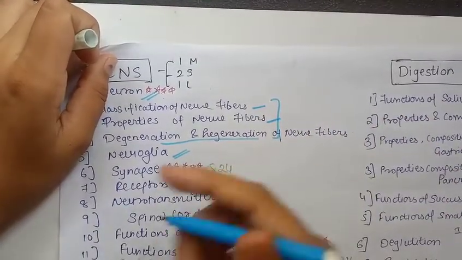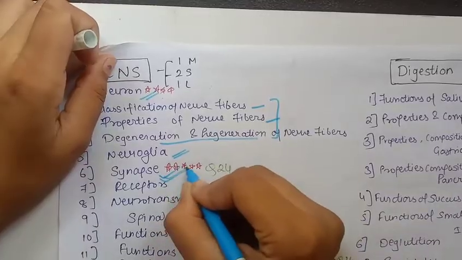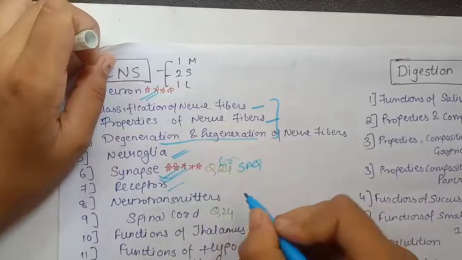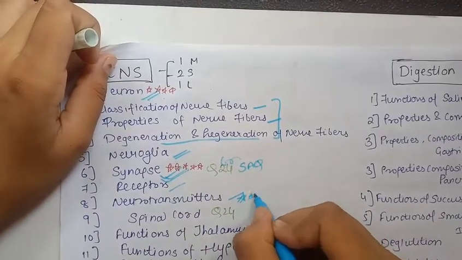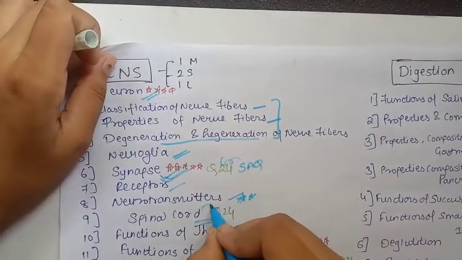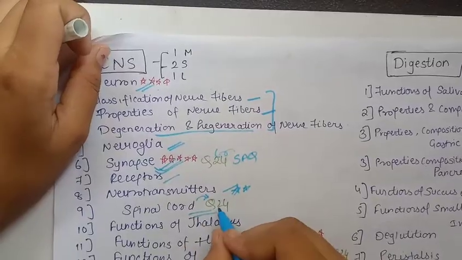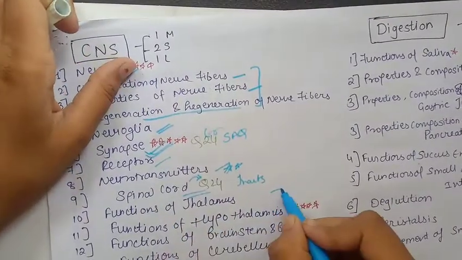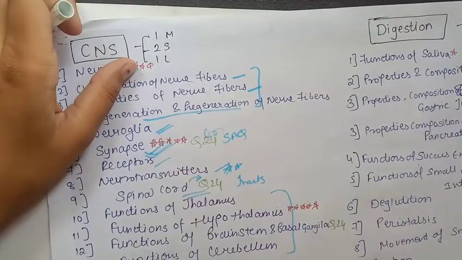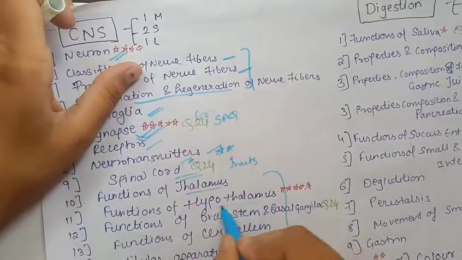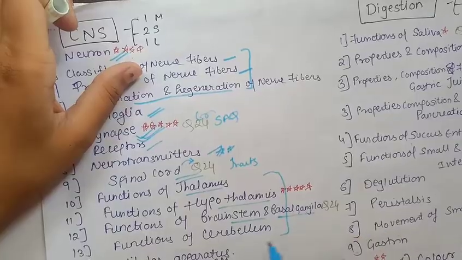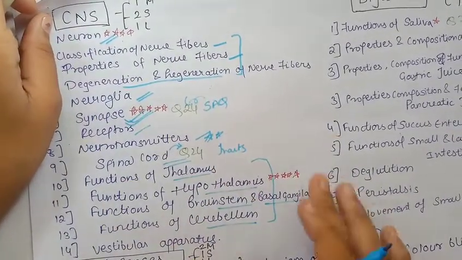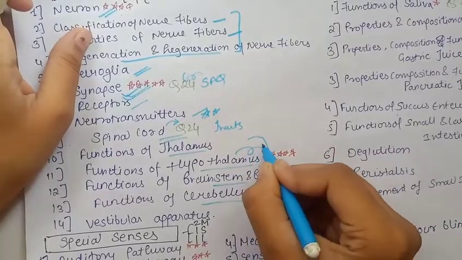Neuroglia is important. Synapse is very important for SAQ, and it was asked in paper 2024. Receptors and neurotransmitters are very much important. Spinal cord, like the tracts of the spinal cord, was asked in 2024, so tracts are important. Then all the functions are very much important: functions of thalamus, hypothalamus, brainstem, basal ganglia and cerebellum. So the functions of these topics are important. And functions of hypothalamus is very much important.